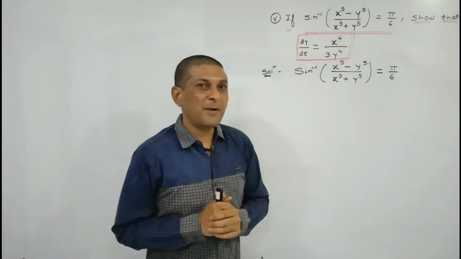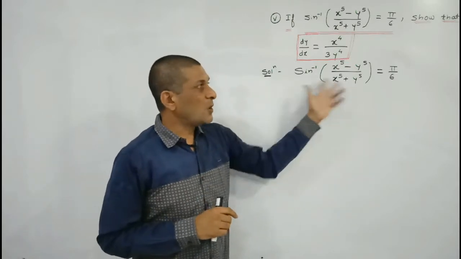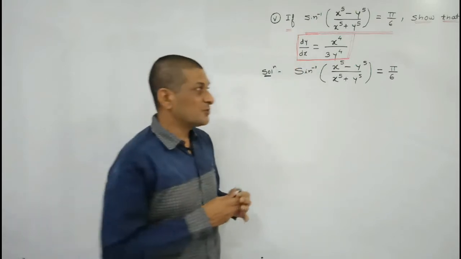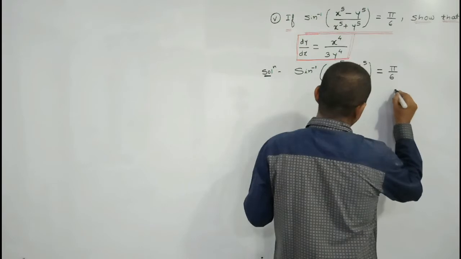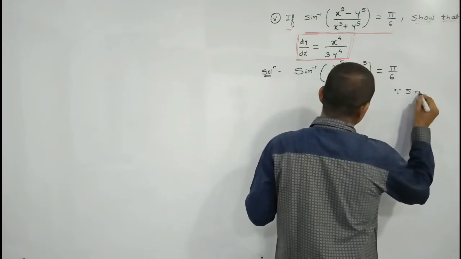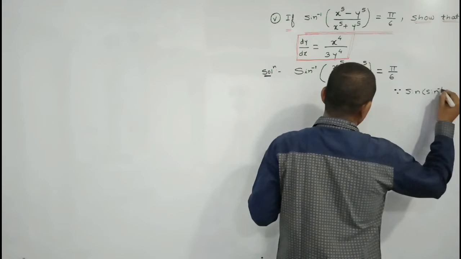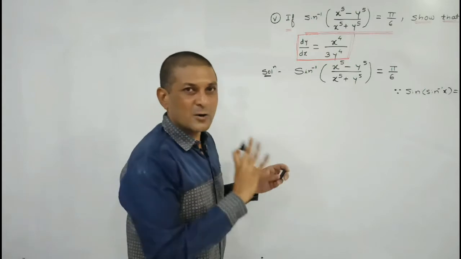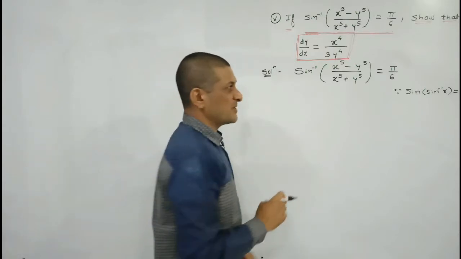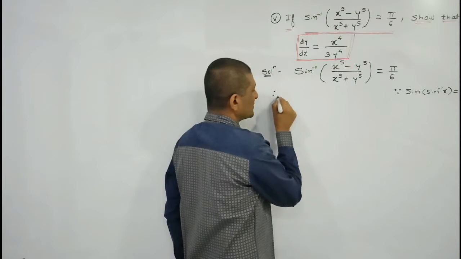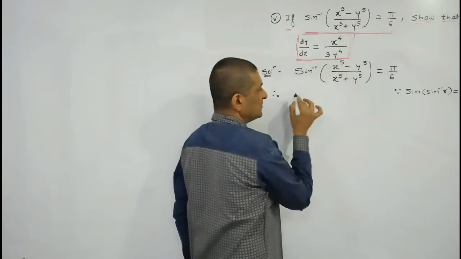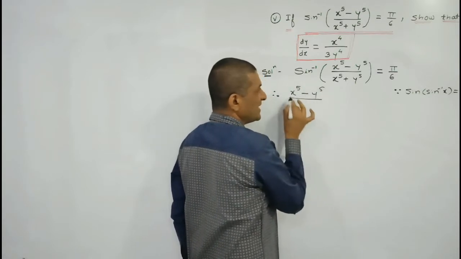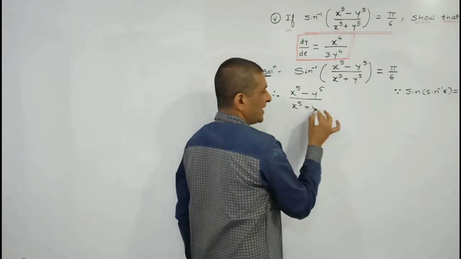So first, by taking sine on both sides, on the left hand side we are able to eliminate sine inverse. Which property are we applying here? Sine of sine inverse of x will be equal to x, means in short sine and sine inverse will get cancelled according to one of the properties of inverse trigonometric functions. If you are taking sine on both sides, on the left hand side sine and sine inverse will get cancelled, and the remaining term is x raised to power 5 minus y raised to power 5 divided by x raised to power 5 plus y raised to power 5.